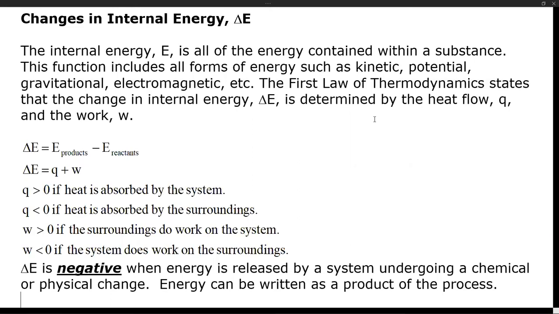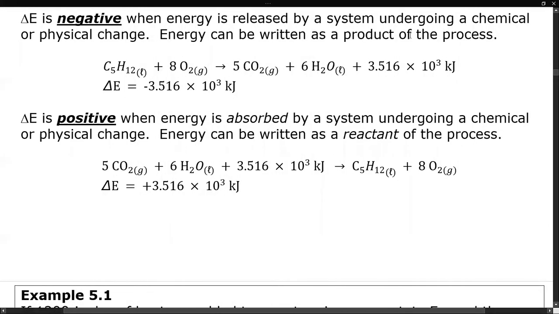then it's positive, or the surroundings do work on the system is another way of saying it. Or the work is negative, that means the system's doing work on the surroundings. The work's going out of the system. So delta E is negative when energy is released from the system to the surroundings, and it's positive when the energy is going in net.